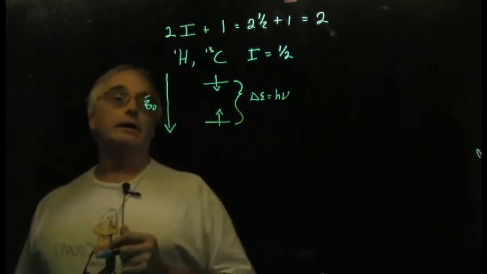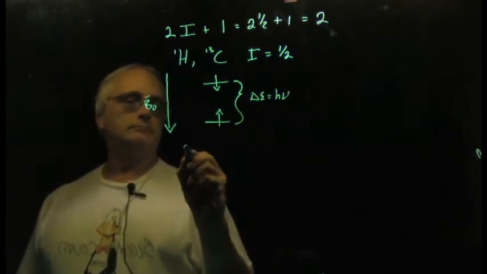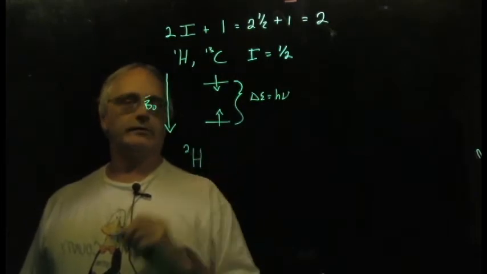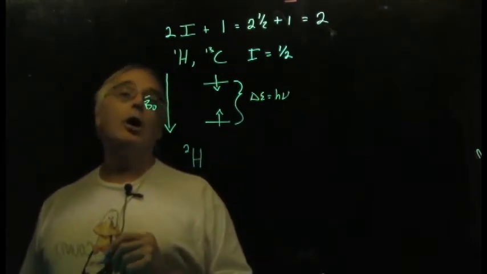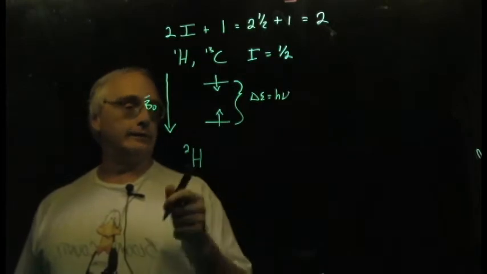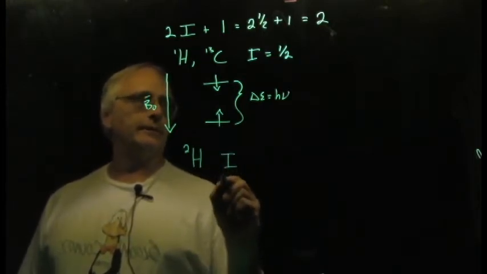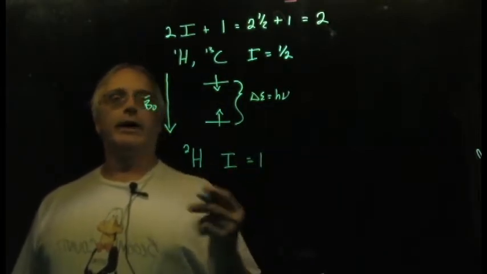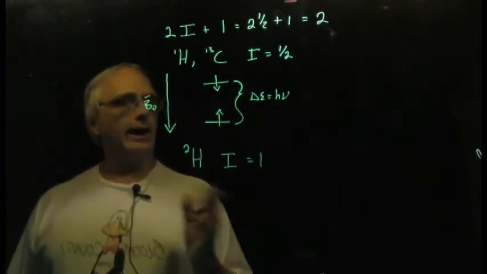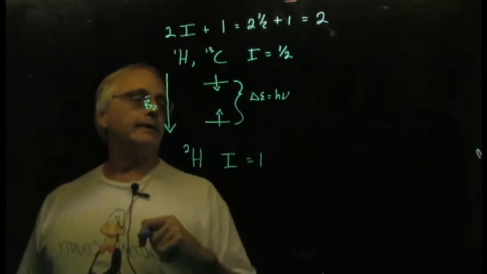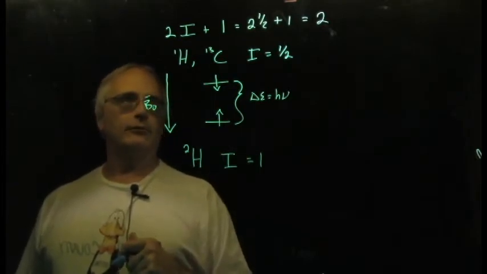Now, of course, there are other nuclei. The deuterium nucleus, heavy hydrogen, hydrogen 2. 1 proton, 1 neutron in the nucleus of this one. If you recall, this one has a spin quantum number of 1. 1/2 for the unpaired proton, 1/2 for the unpaired neutron. Together they make a spin quantum number of 1.